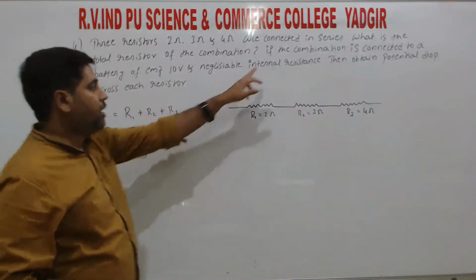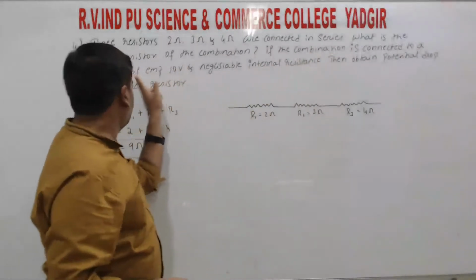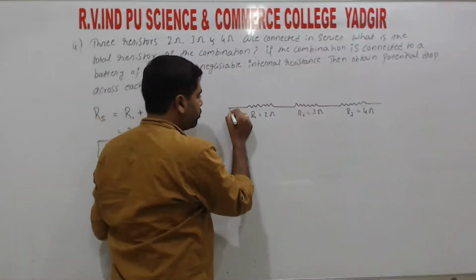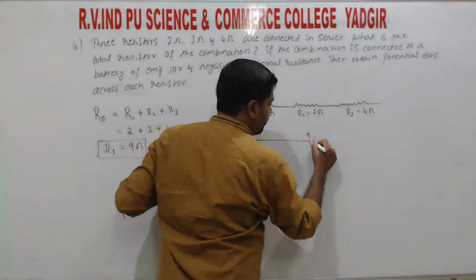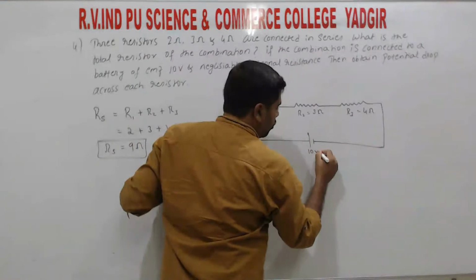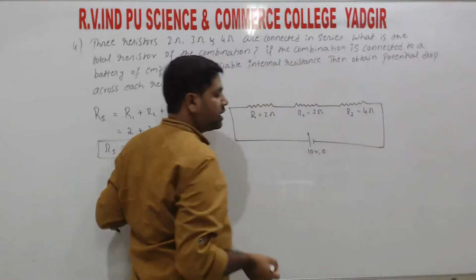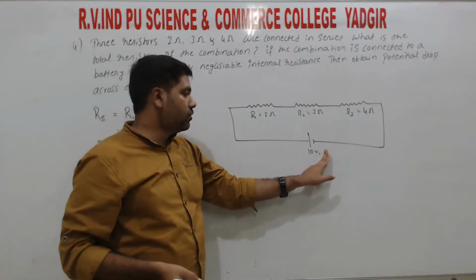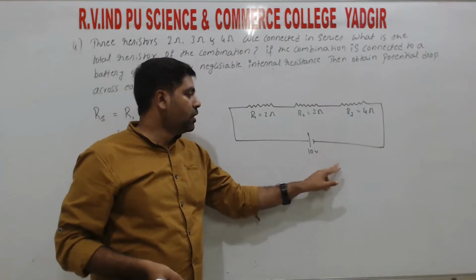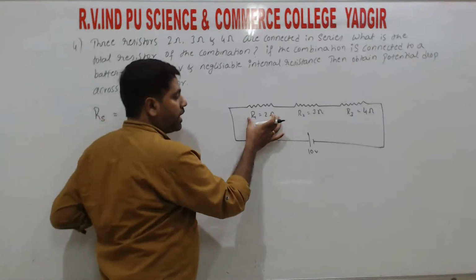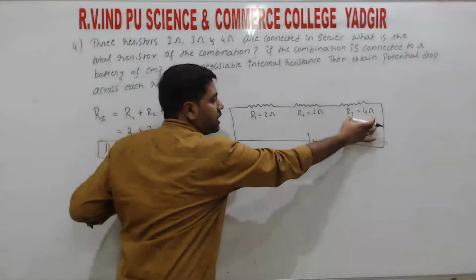Next, if the combination is connected to the battery of EMF 10 volt, so this combination is connected to the battery having the EMF 10 volt and negligible internal resistance. That means small r is equal to 0. Either we can write it or we can neglect that one. Next, we need to find the potential drop across each resistance.